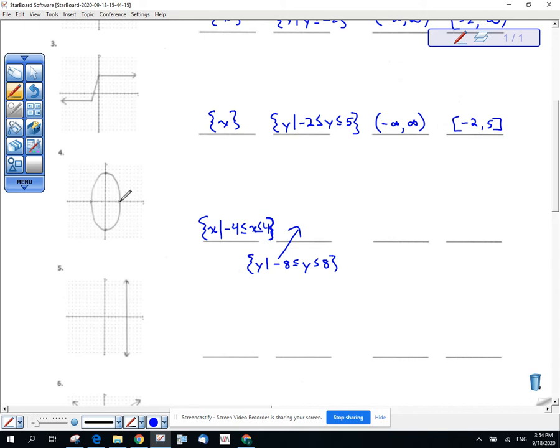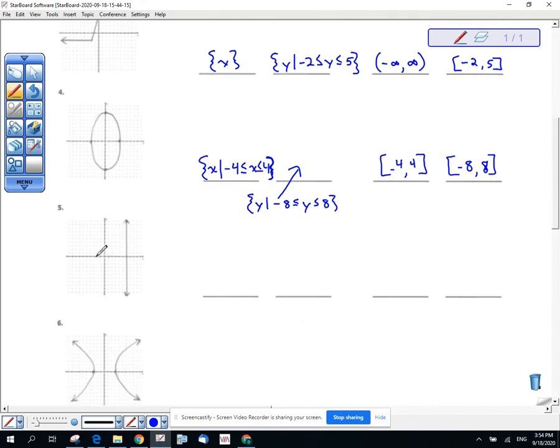It's just -4 to 4, -8 to 8 with brackets. -4, comma 4, -8 to 8. Okay. What about the next one? That's kind of interesting, isn't it? There's no kind of minimum to maximum to get to. There's really just one number.